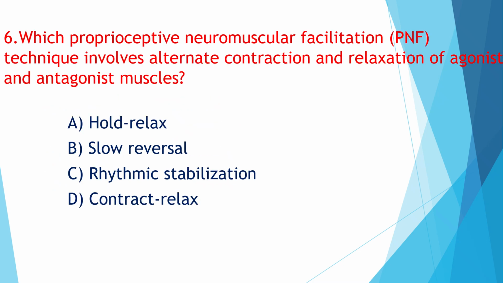Number 6. Which proprioceptive neuromuscular facilitation PNF technique improves the alternate contraction and relaxation of agonist and antagonist muscle? A. Hold relax. B. Slow reversal. C. Rhythmic stabilization. D. Contract relax. Think about it. So here the answer is B, slow reversal. These techniques improve the coordination and controlled movement.